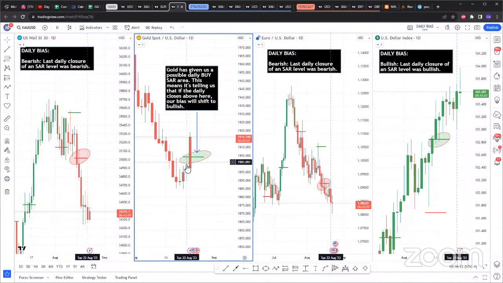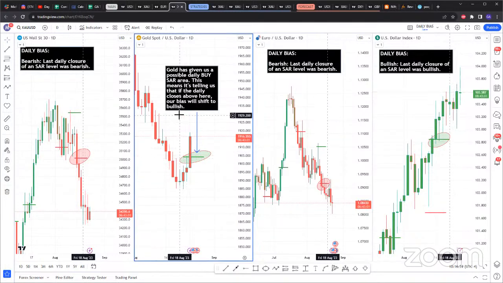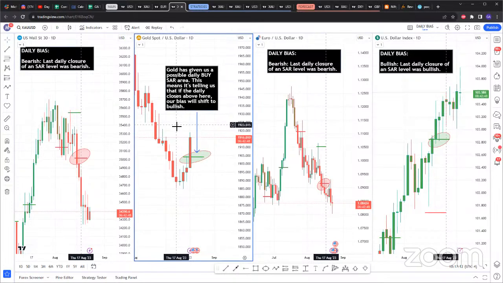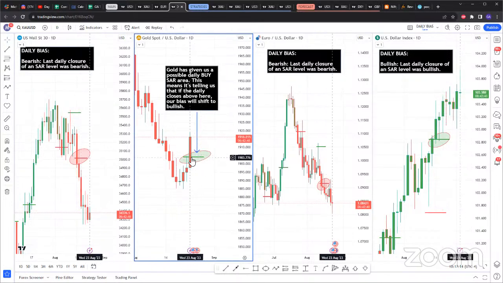But anyway, for you guys who use bots to trade, when I sent this yesterday and said gold has given us a possible buy, and keep in mind I sent it immediately when it formed, it might have been a chance for you to say, okay, I'm done. At the very least, just say, I'm done trading using the bot for now until I see what gold will decide on this buy SAR.